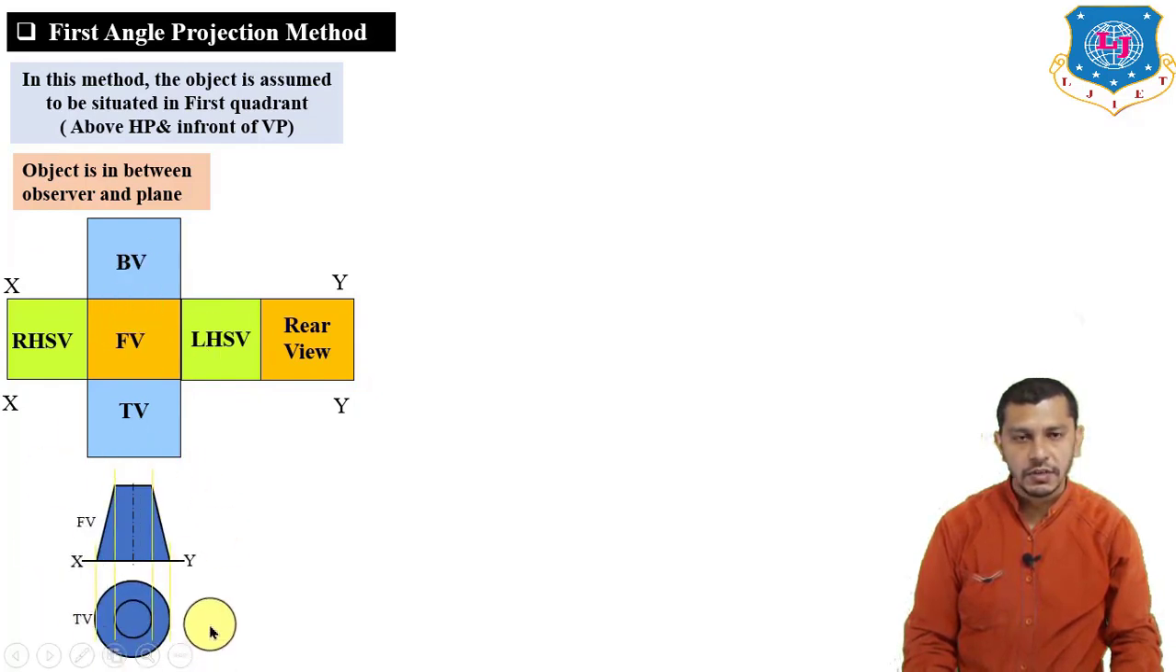Now this is the symbol of the first angle projection method: top view below the XY reference line, front view above the XY reference line. And to show the symbol of the first angle projection method, we have used the object known as the frustum of cone. So these are the top view and front view of the frustum of the cone.